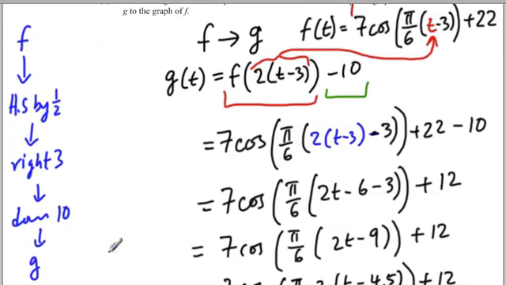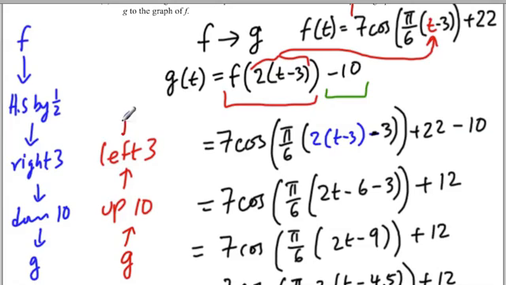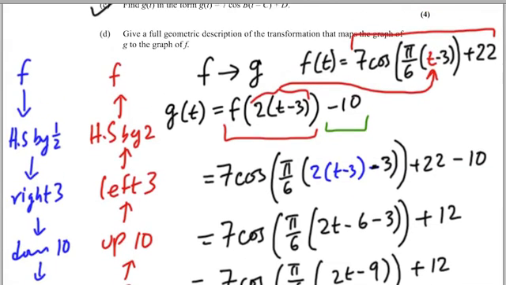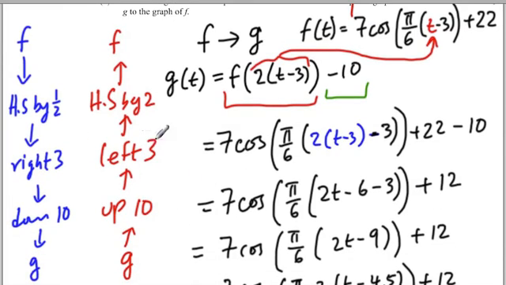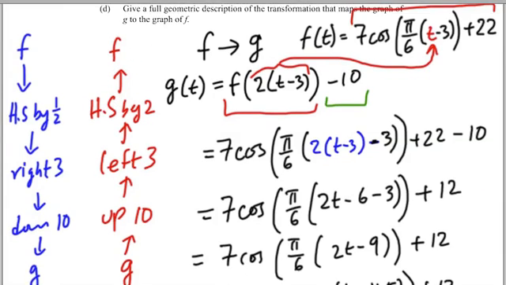Okay, so if we're going backwards, if you think about it, it's the exact opposite. So if we're going from G to F, instead of going down 10, we're going up 10. Instead of going right 3, we're going left 3. And instead of doing a horizontal stretch by half, we're doing a horizontal stretch by 2, because we have to do the opposite, and that's how we get F. So the full geometric description, and the order is important, you would write: up 10, left 3, then a horizontal stretch by 2, and that's how you would go from G to F.